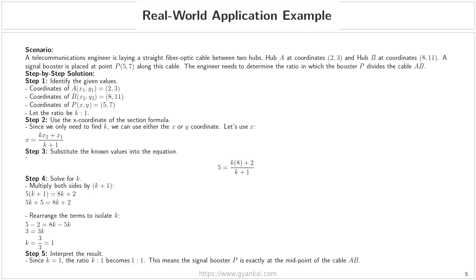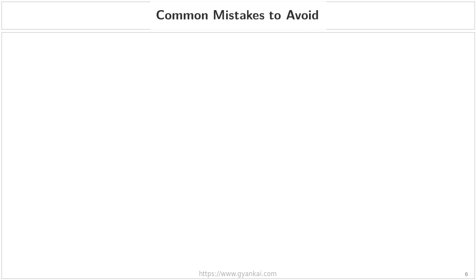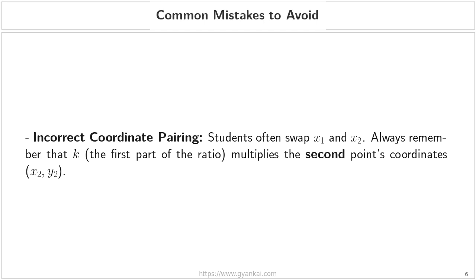Common mistakes to avoid. First, let's look at incorrect coordinate pairing. A very frequent mistake I see is students swapping x1 and x2. To avoid this, always remember the cross-multiplication logic. The k, which represents the first part of our ratio, must always multiply the coordinates of the second point, which are x2 and y2. Think of it as the ratio reaching across to the other side.